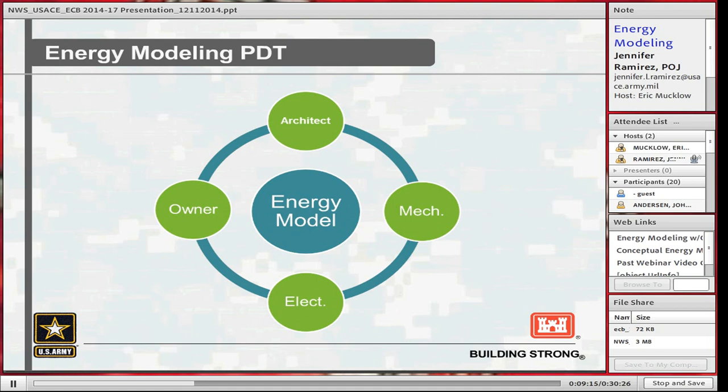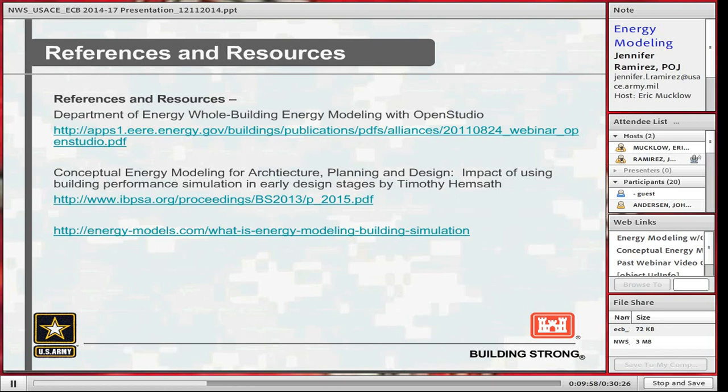Oftentimes I've heard from PDTs, energy modeling isn't my responsibility, so why should I be involved? An energy model is only as good as the information that is input from the team. And if the team isn't sharing information, then the energy modeling will not reflect a realistic performance. This is in part why performance validation is conducted, so that designers can learn and see if there are flaws either in the energy modeling or the building and corrections are made. This is particularly important, which is why the owner is also listed on this slide, because at the early phases of design, it's critical that the owner contributes their information and their requirements as well.